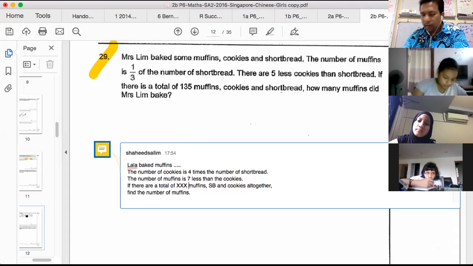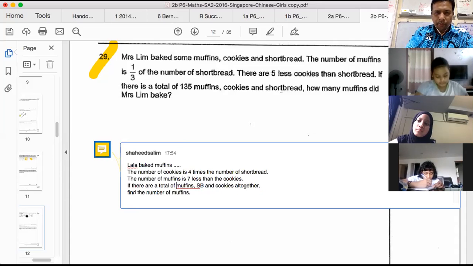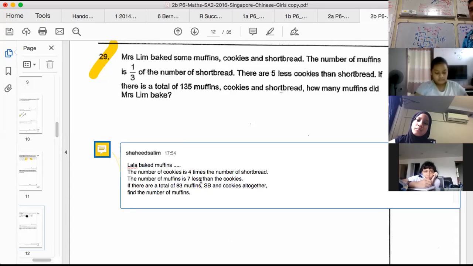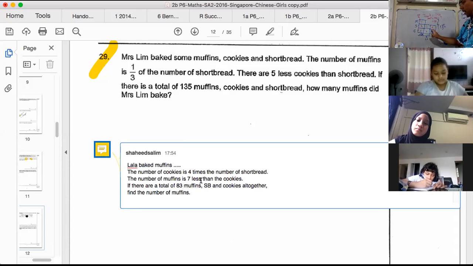Shortbread, muffins. Altogether, there's 83 muffins, shortbread, and cookies. Okay, you try to solve. It's 7 less, yes? So your drawing, the model, must be like the one down here. Remember the gap.